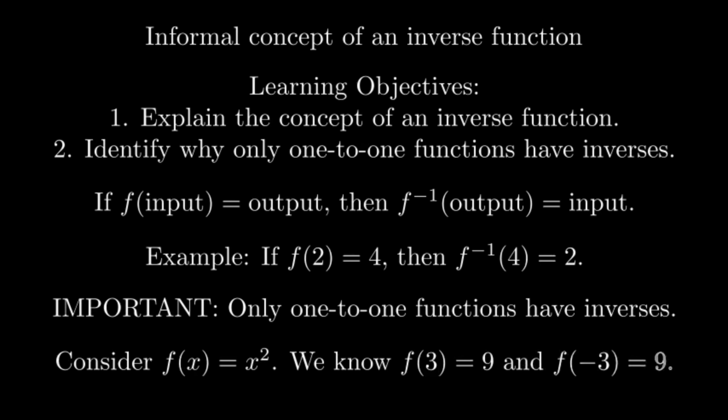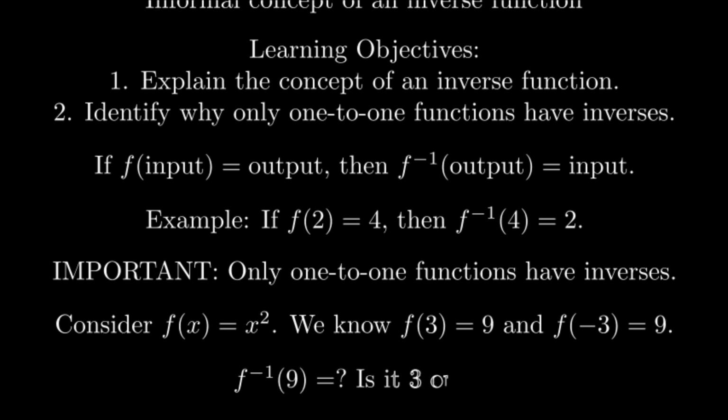With this function, both an input of 3 and an input of minus 3 produce the same output, 9. Now let's try to create an inverse. If we ask the inverse function, what input gave me 9, what should it answer? Should f inverse of 9 be 3? Or should it be negative 3? It can't be both. Remember the definition of a function. An input can only have one output.